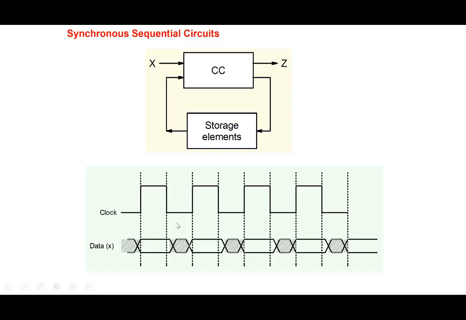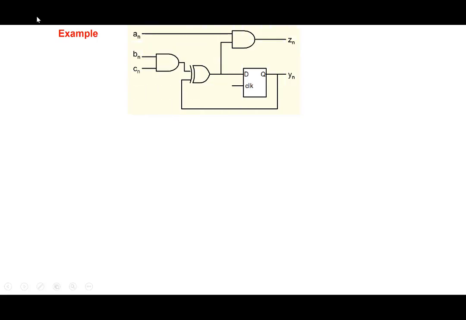All right, and the clock is nothing but a periodic signal that is available everywhere in the circuit. So for example, we could say this is the first clock period, this is the second clock period, and so on and so forth. This could be the nth clock period, and the data that is available here, we can call it xn, the value of x in the nth clock period here. All right, so let's look at some examples here.